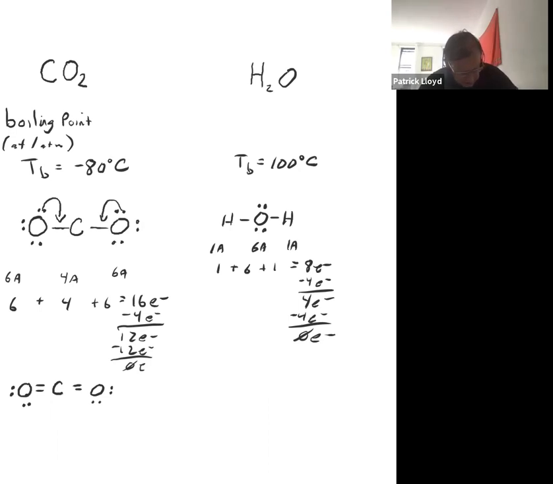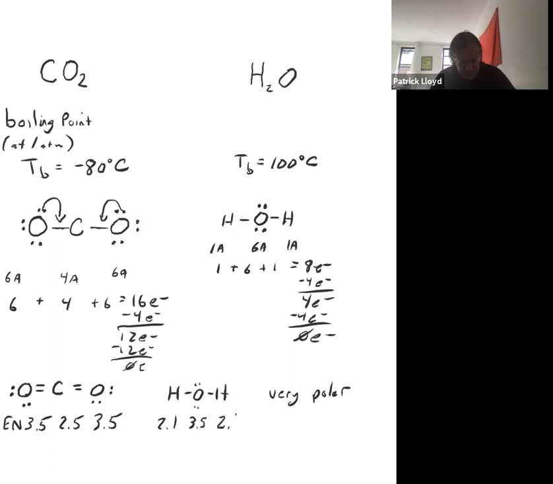So let me bring this one down. This one's very polar. Now, how do we determine that? Well, I'm going to create a new slide and show you the electronegativity values. The electronegativity value for oxygen is 3.5. For carbon, it's 2.5. And for oxygen, it's 3.5. For hydrogen, it's 2.1.